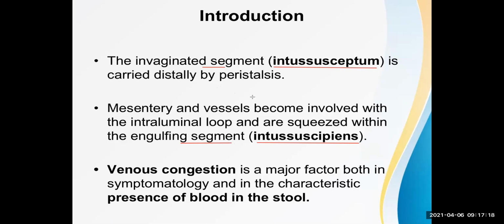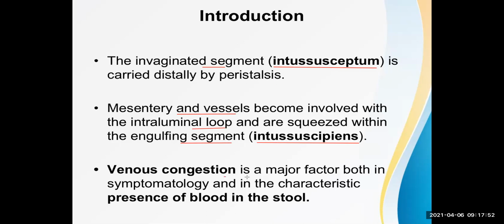Now there is one problem here I already talked about. The mesentery and the blood vessels become involved with the intraluminal loop, and they are squeezed within the intussuscipiens, and this is the most important mechanism for ischemia. They are twisted, they are squeezed. There is obstruction of the blood supply to the part which is going deeper inside, and because of this, ischemia, necrosis, and perforation are quite common.